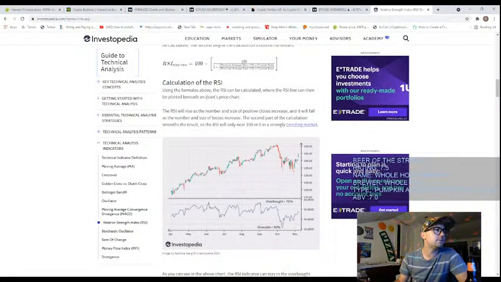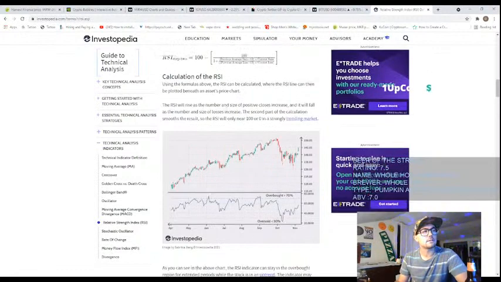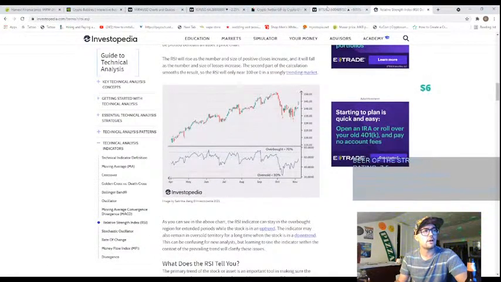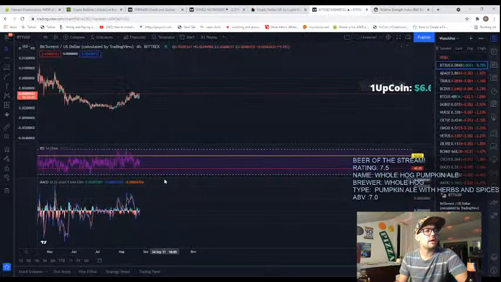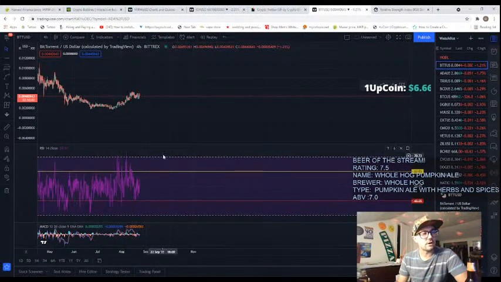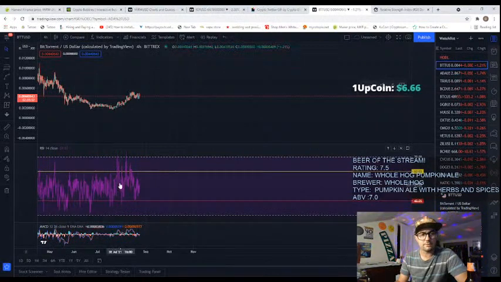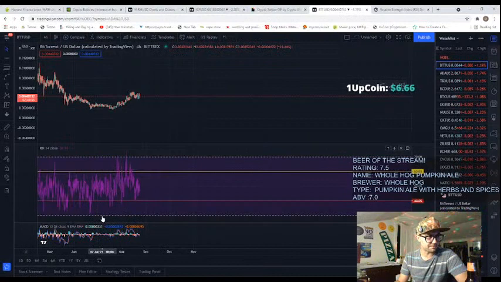Calculation of the RSI using the formulations above. The RSI can be calculated where the RSI line can then be plotted beneath an asset's price. So that's down here. We looked at that. When you're looking at the RSI, I have my stuff set to dark view, so it's going to be purple. I'm not sure what's going on with the bright view. I don't like it. Sorry.